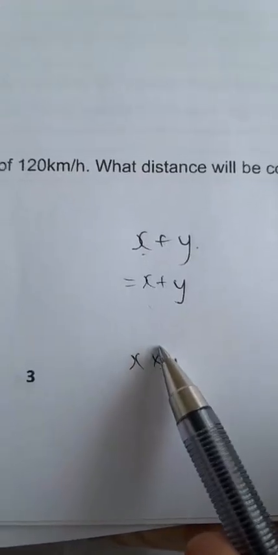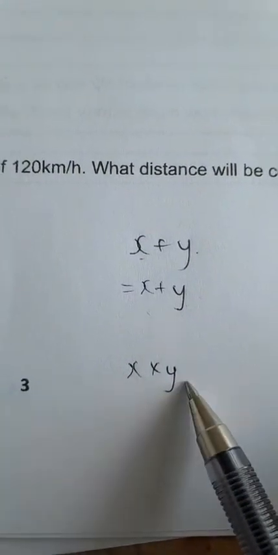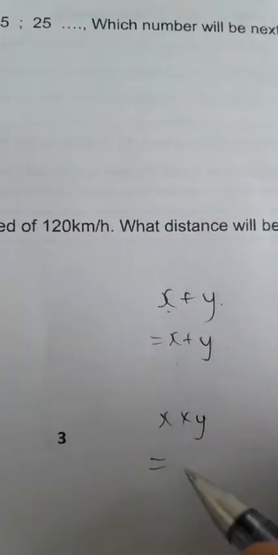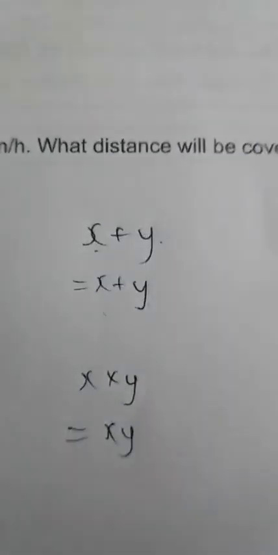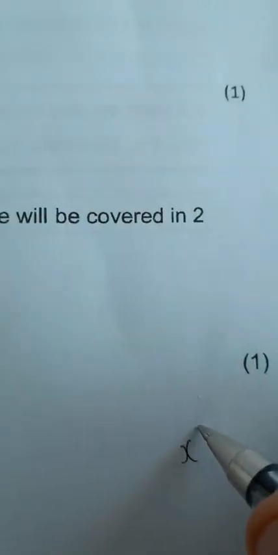Okay. x times y. Remember, multiplication, what does it do to different bases? It combines those bases. So x times y is actually equal to xy. Okay. What about this? x cubed plus x squared.